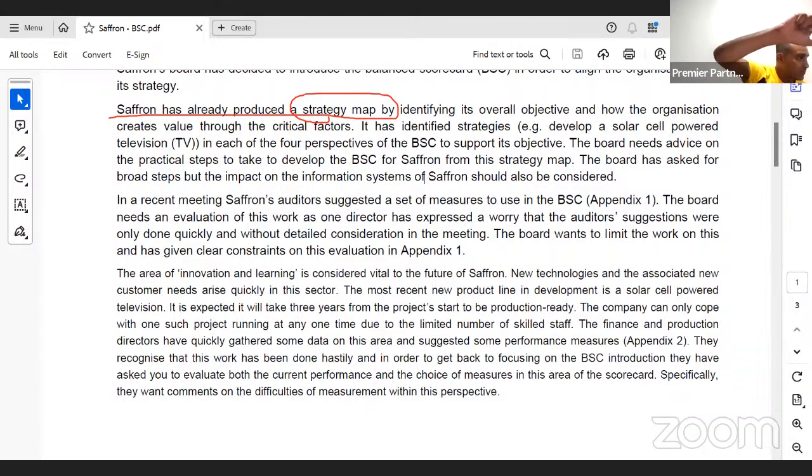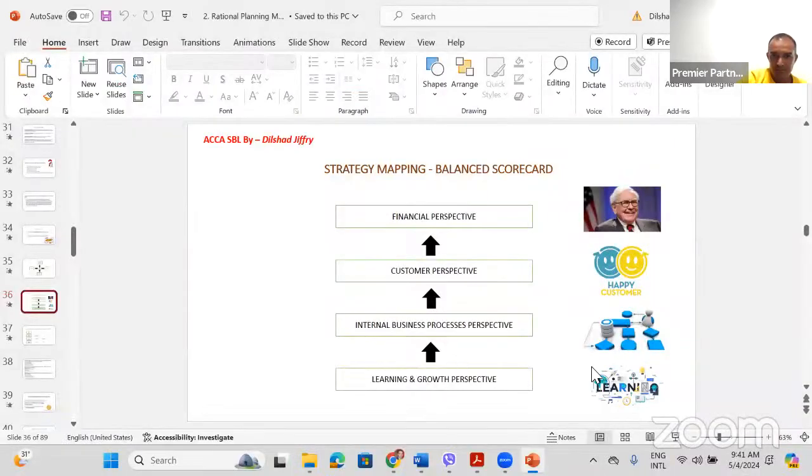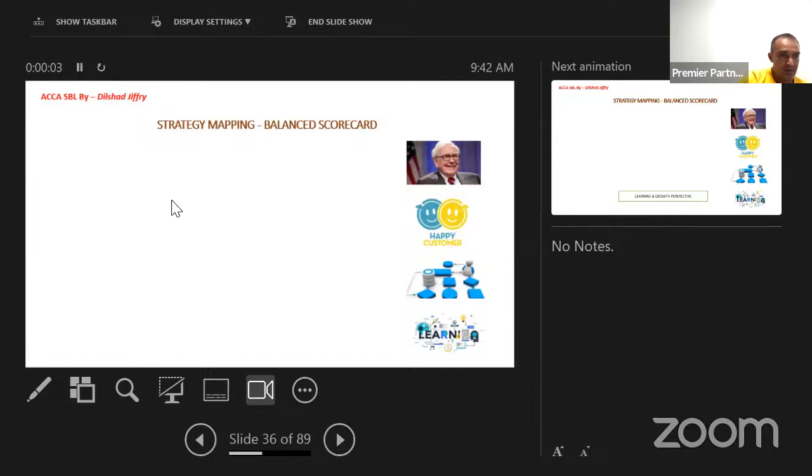It is a term that we learn in balance scorecard. Now you see this. Now, this is a slide I use for SBL, but I'll show it to you guys. Strategy mapping. Balance scorecard can be used in two ways. One, which is a common way, is for performance measurement. Performance measurement in terms of your financial perspective, customer perspective, how you are learning and growing, and what are your internal business process activities.